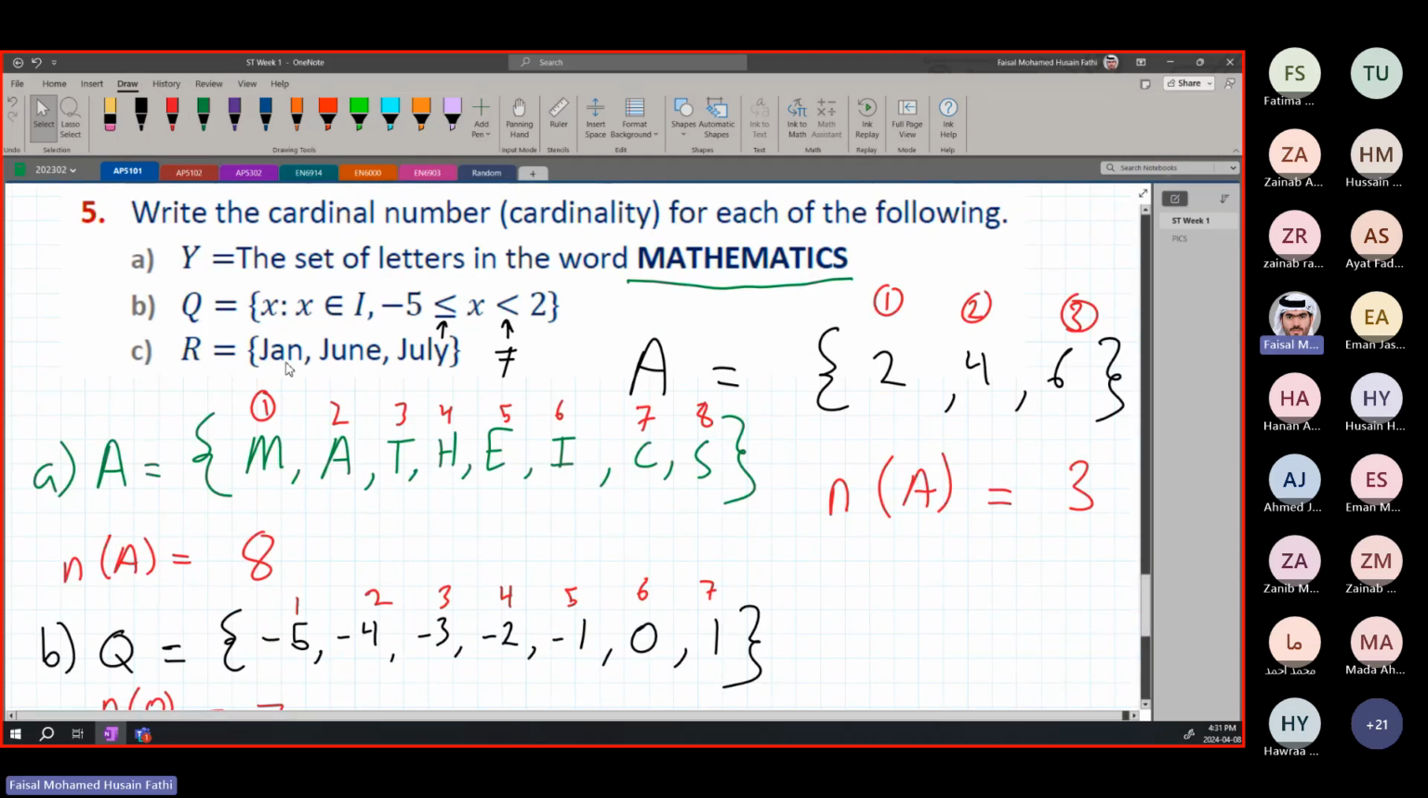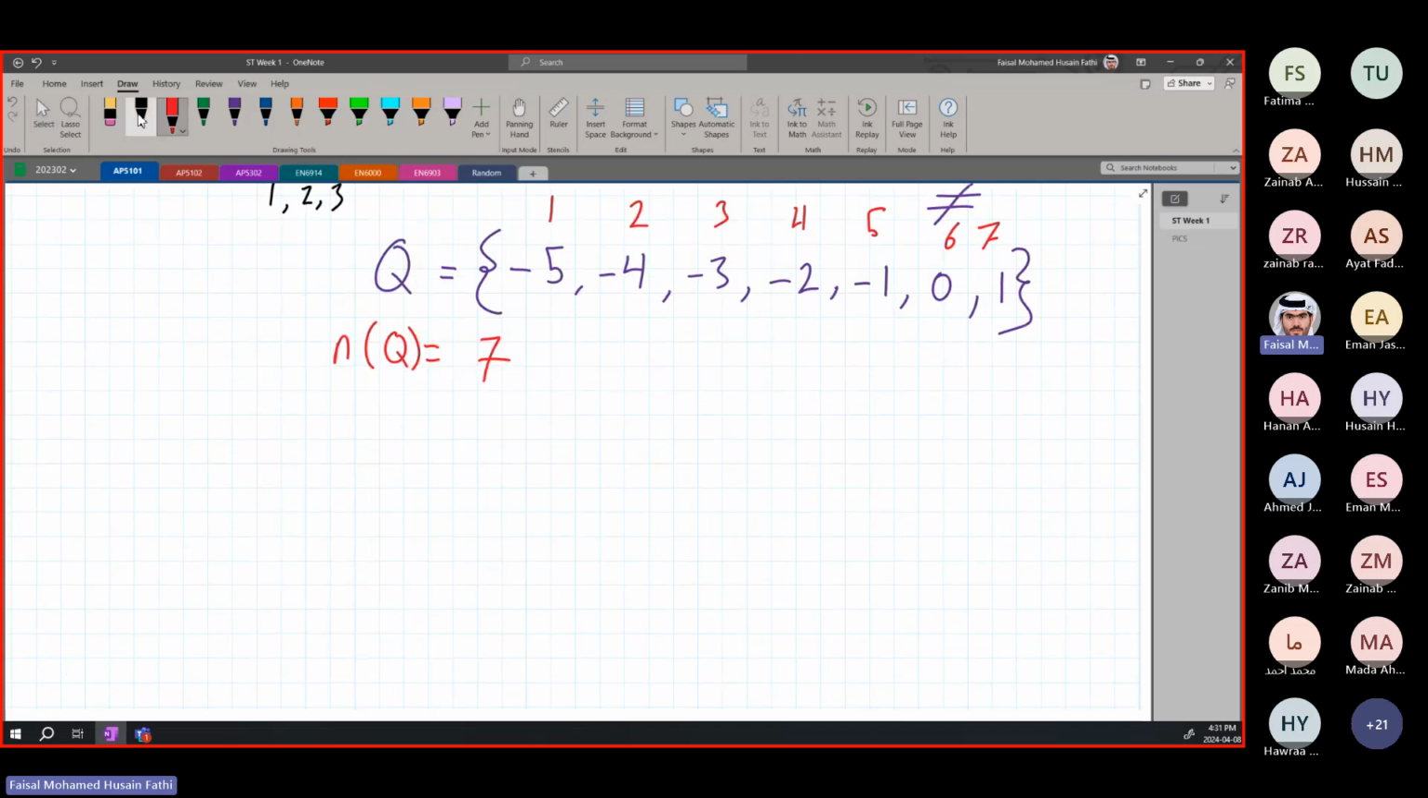So for part C, now R is equal to {Jan, June, July}.